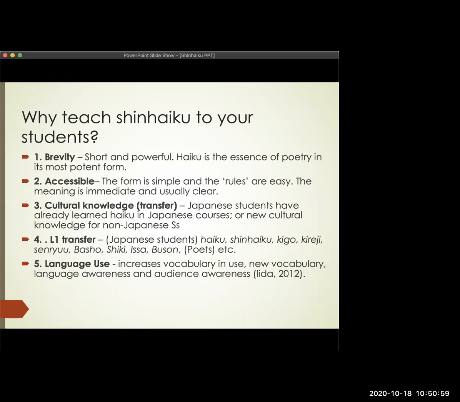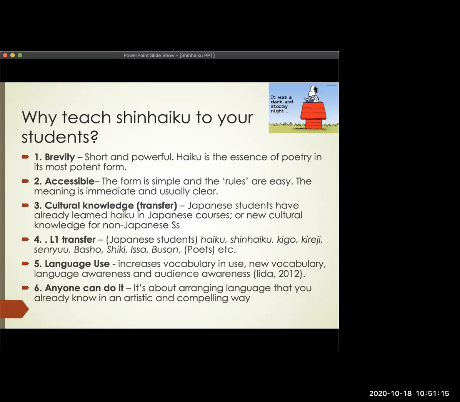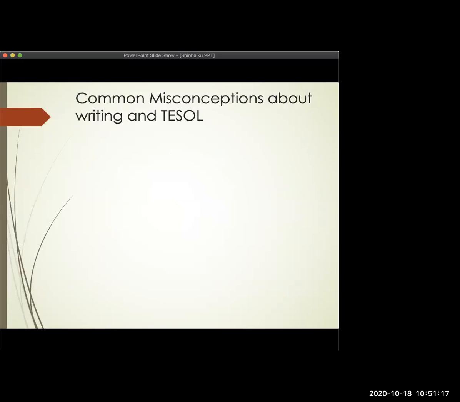Of course, language use, and specifically language awareness and audience awareness. It increases their vocabulary in use. Maybe they'll learn some new vocabulary. And anyone can do it. It's about arranging the language in an interesting way. All right, even Snoopy can write one.